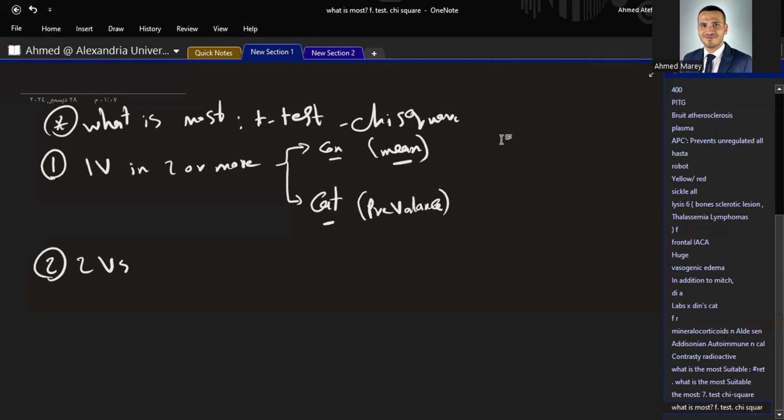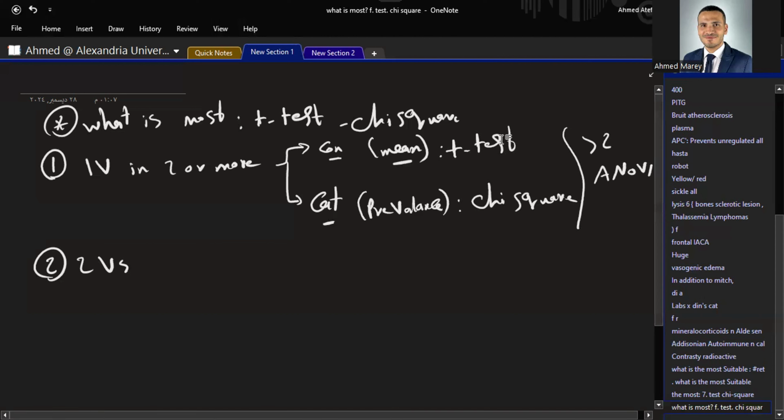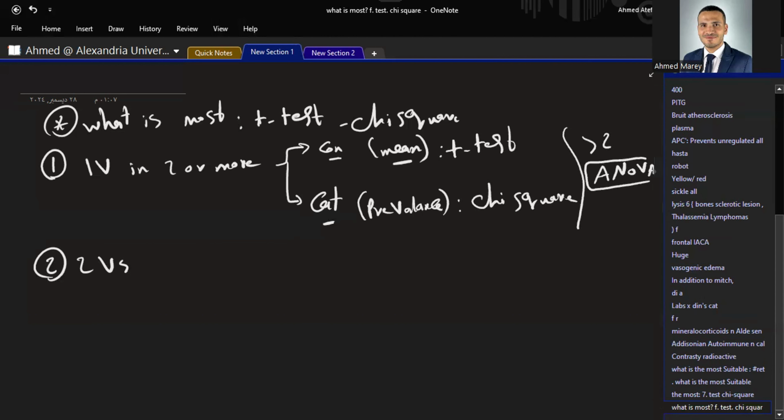If you have one continuous variable, you use the t-test. If the question is asking about one categorical variable, then you use chi-square test. If the question mentions it's more than two groups, the answer is going to be always ANOVA test. And this is the most frequent question in the exam, to be honest. ANOVA, when they give you three or more groups, they want ANOVA. Okay? Analysis of variance.